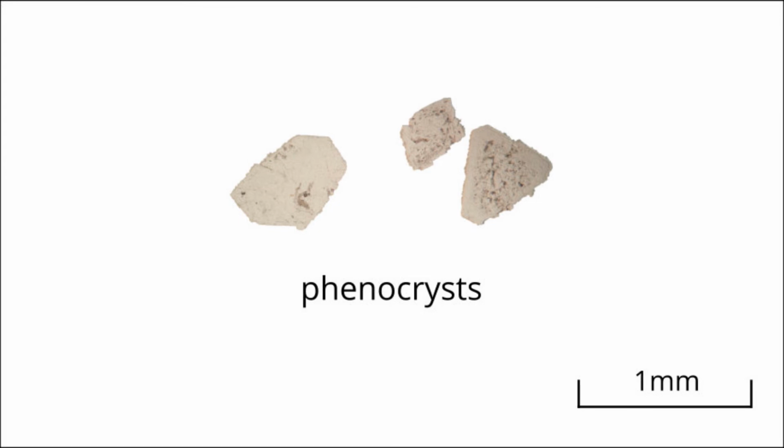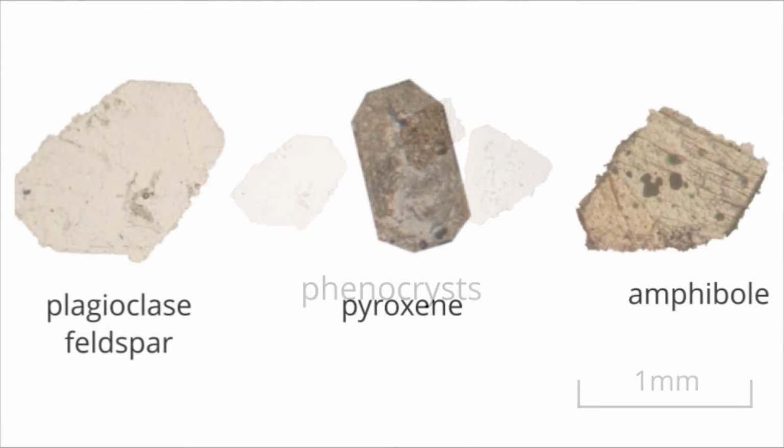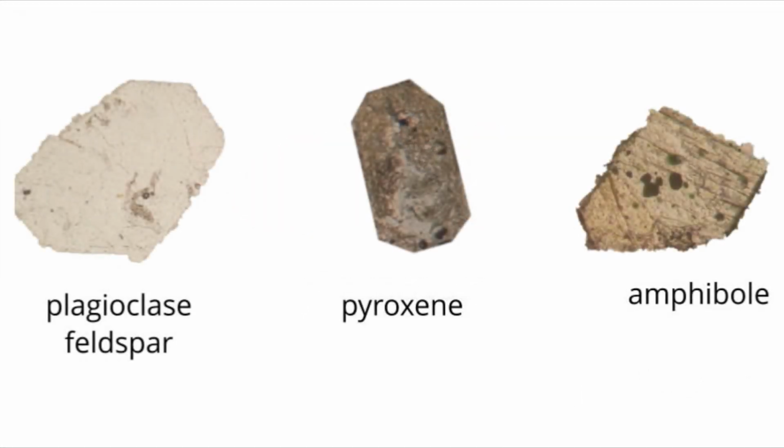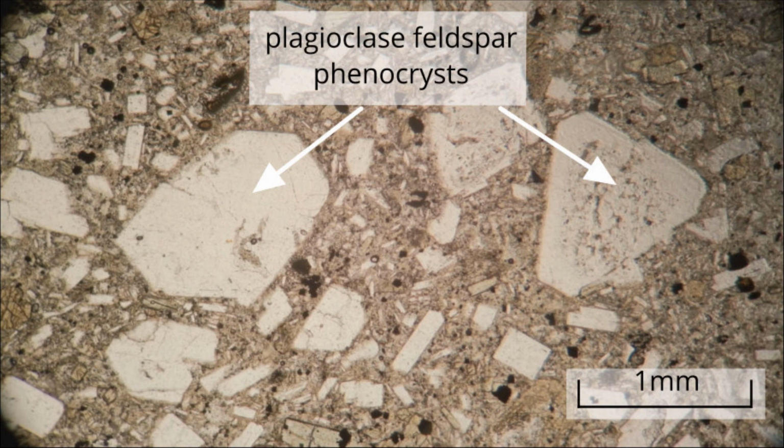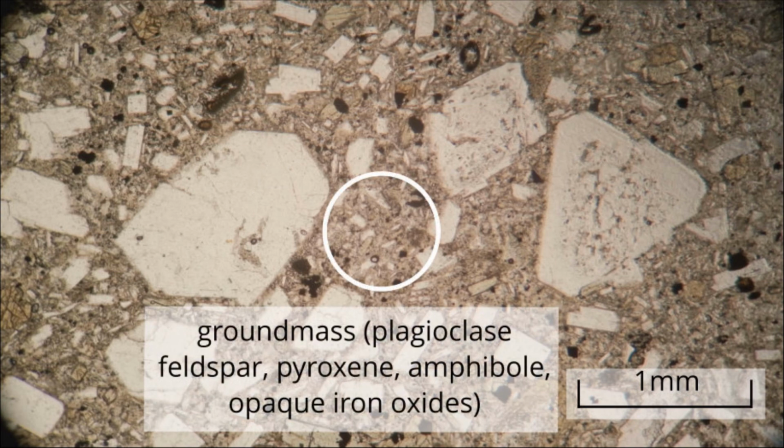The main minerals making up the rock are plagioclase feldspar and pyroxene. Small amounts of amphibole and opaque iron oxides also occur. The larger crystals, or phenocrysts, are made of plagioclase feldspar, and two sorts of plagioclase occur. Phenocrysts are set in a groundmass composed of plagioclase feldspar, pyroxene, amphibole and opaque oxides.